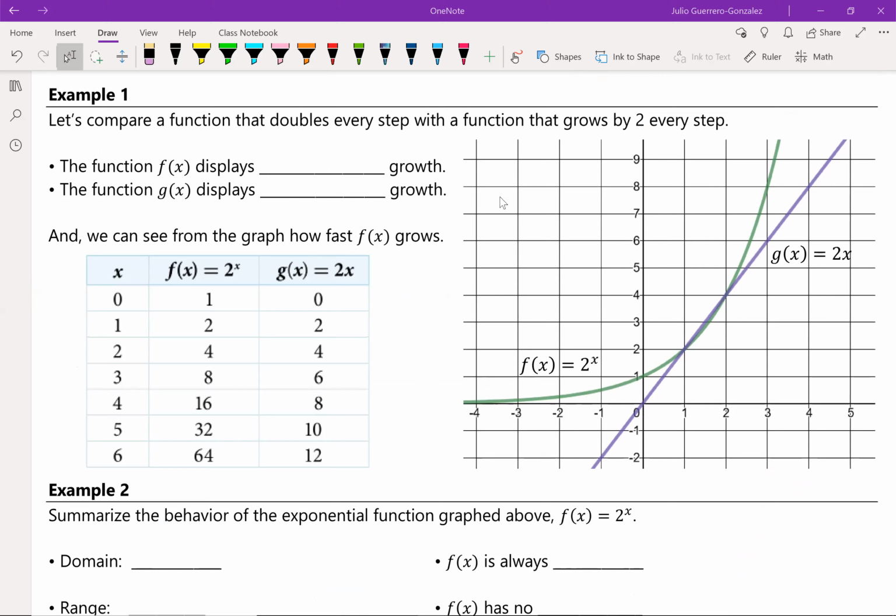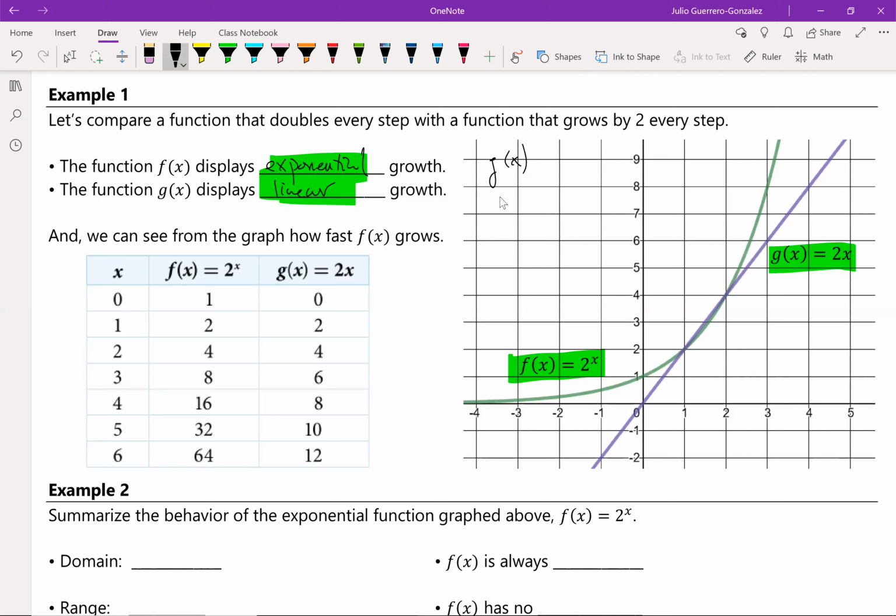All right, so we have two functions here. We have 2 to the x, which is what we call an exponential function in this case, and then we have the good old regular 2x. F of x is the one that gives exponential growth, and g of x is what gives linear growth. The thing that sets these two apart, exponential and linear growth, is how they grow.